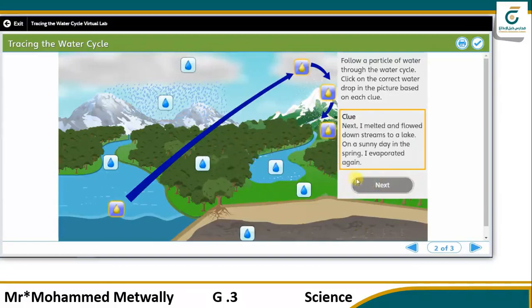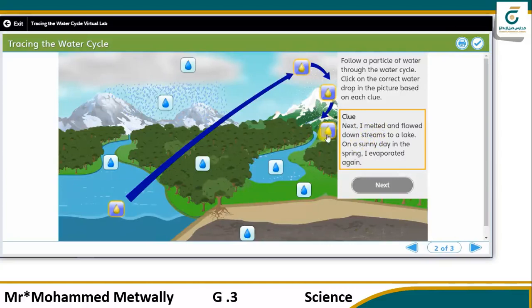Next to another clue here to follow the trace of the drop of water. Next, I melted and flowed downstream to a lake on a sunny day in the spring. I evaporated again. Look at this word: evaporated and melted. We will know together what it means here. If we follow the drop of water, the next clue tells us the drop of water will be melted and flow downstream to a lake on a sunny day. So guess what?